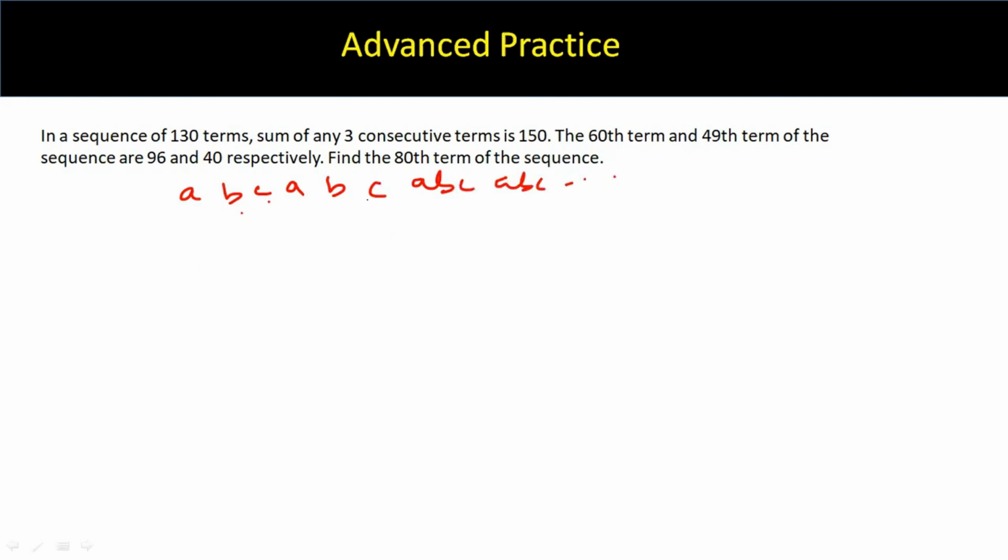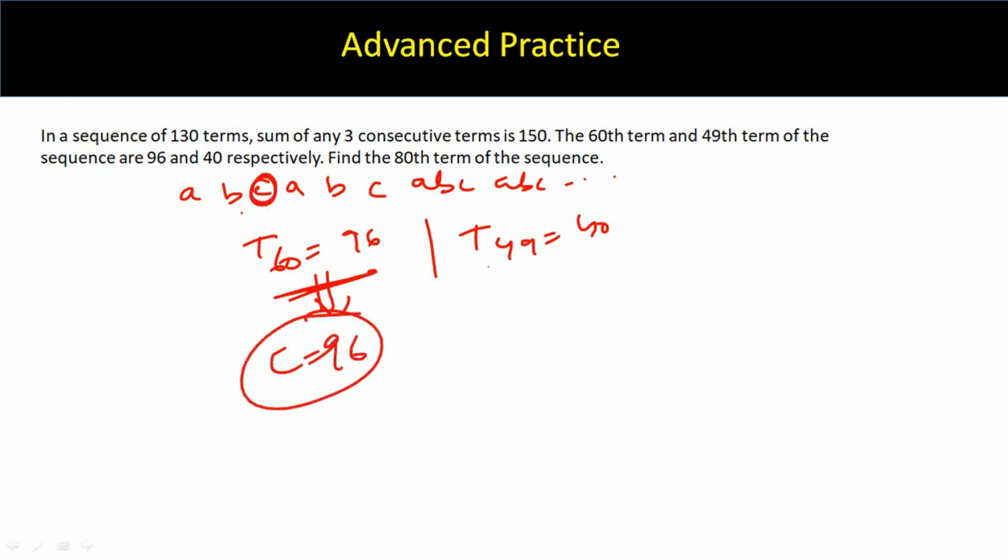So the 60th term, which means C is given, I guess. The 60th term is 96, which means C is given 96, and 49 means A is given. Okay. 60th, what do you mean by that? This is C, right? Because it is a multiple of 3. So C is 96. Very good.